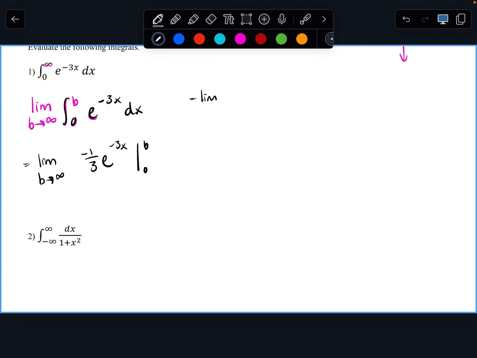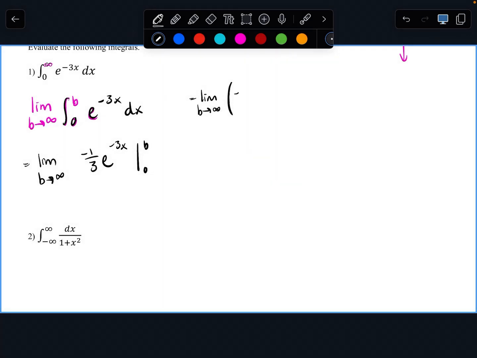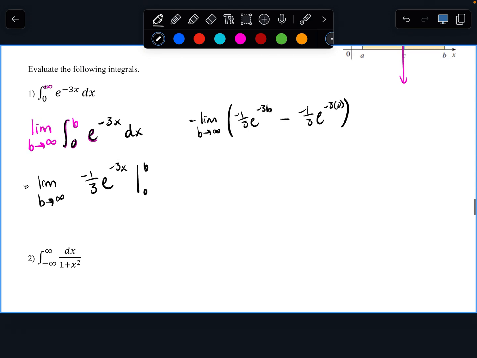So you're going to go limit as b goes to infinity, and you're going to basically plug in b. So negative 1/3 e to the negative 3b. And then minus negative 1/3 e to negative 3 times 0. So it's just like how you normally plug stuff in. Again, the limit is still, why isn't that showing up? Oh, never mind. Okay. So the limit's still hanging on until you evaluate it.